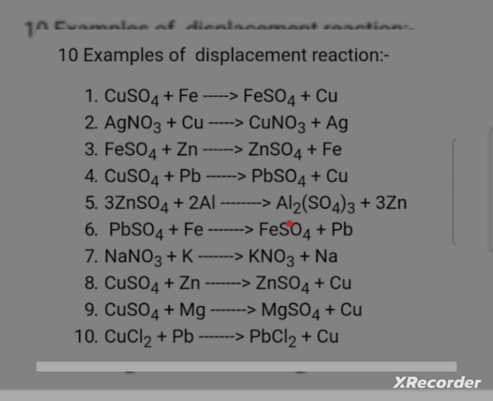Example number 8 is copper sulfate reacts with zinc to form zinc sulfate and copper. And now more and more examples like this. So basically, what is a displacement reaction? A reaction in which a more reactive metal displaces a less reactive metal is said to be a displacement reaction. So all of these are examples of displacement reaction.